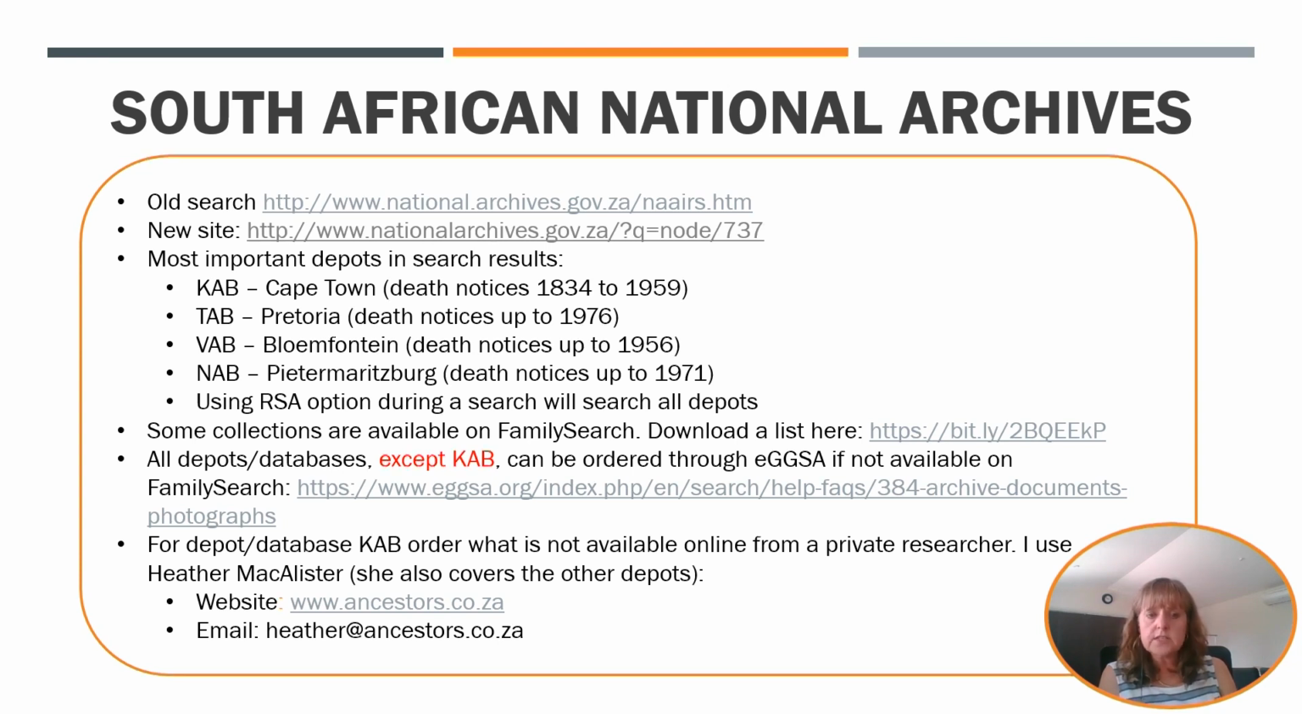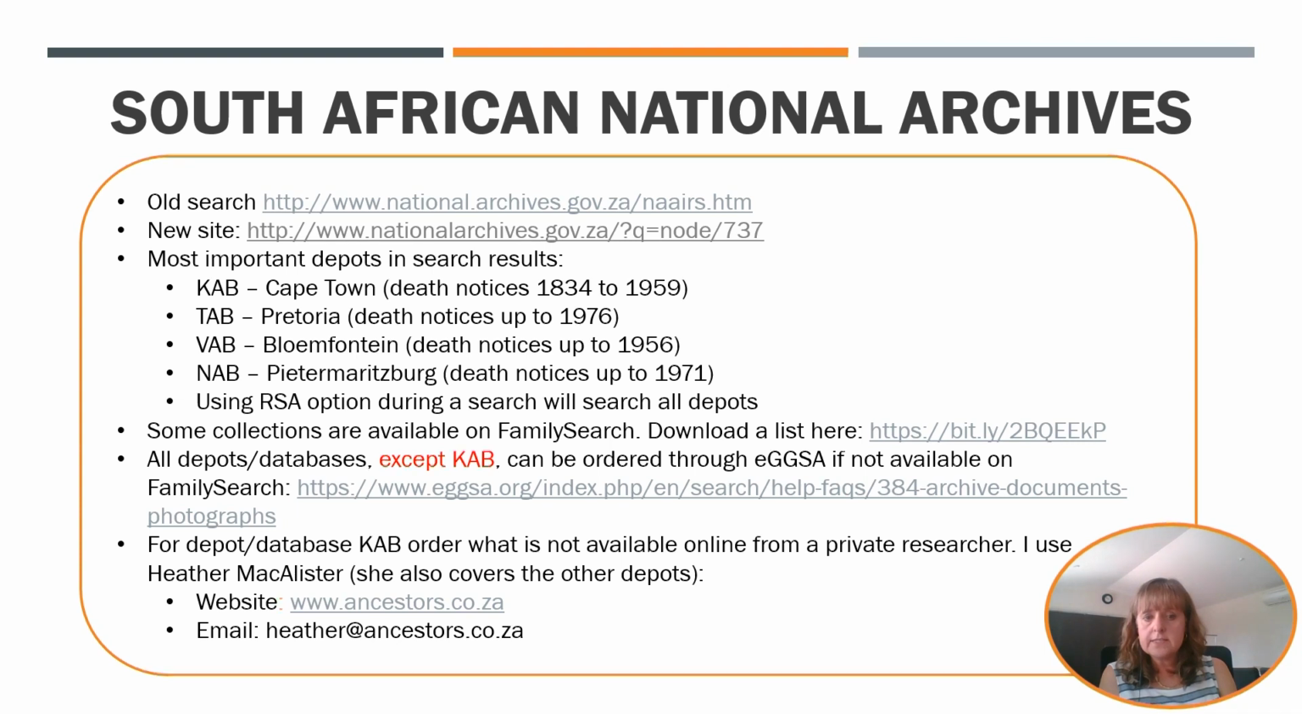So some collections are available on FamilySearch, and I have a link there for you to download a list that I have compiled with the help of some other people, and I've mentioned them in the document. Then for all depots and databases, except KAB, which is Cape Town, the documents can be ordered through eGGSA if it's not available on FamilySearch. So this is the link to where you can order these documents.